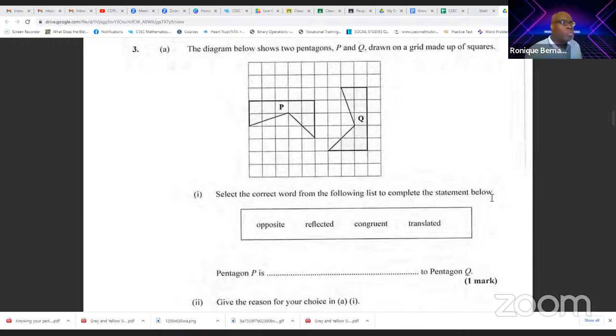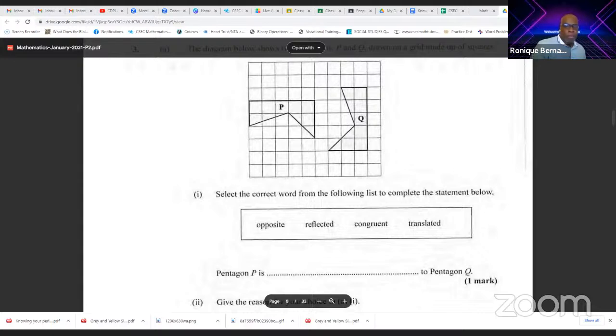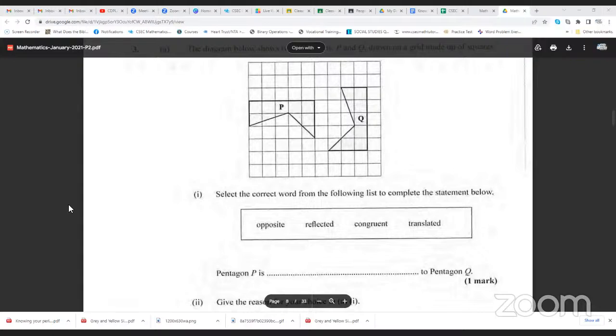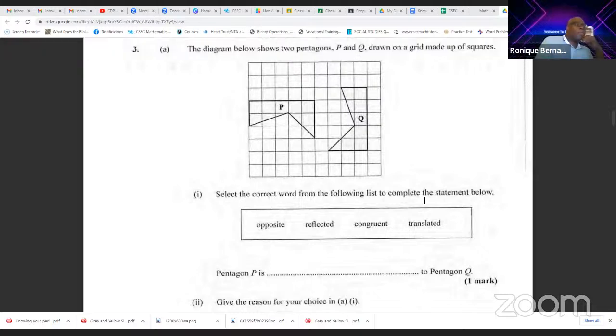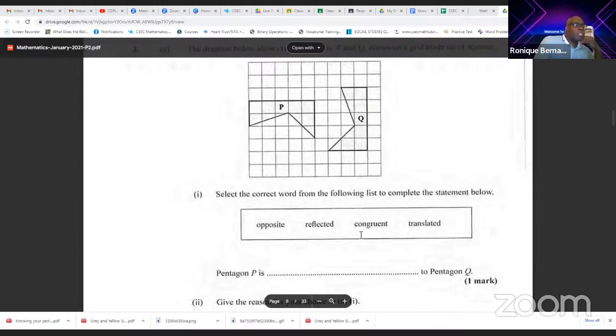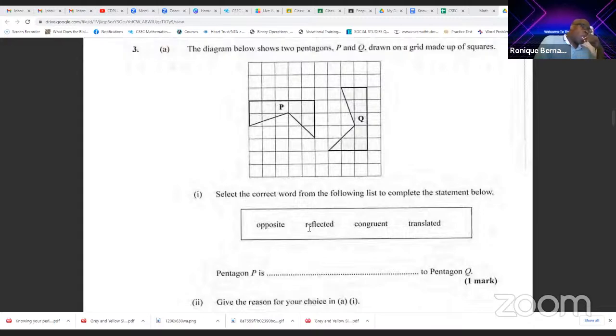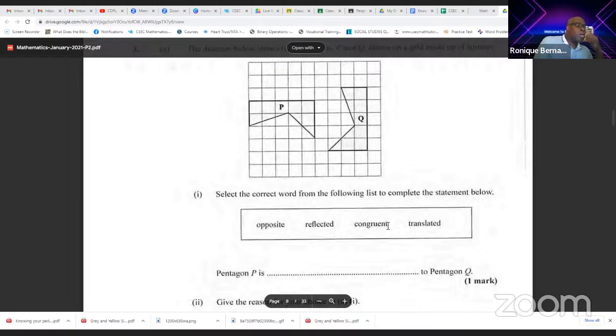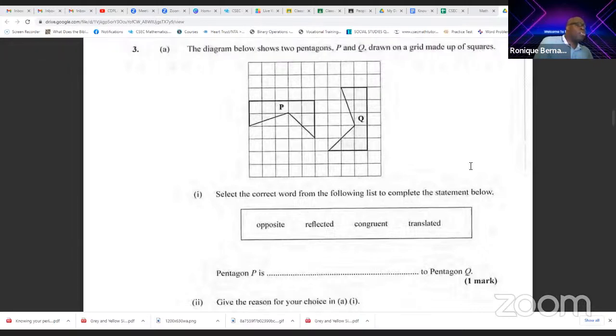Now, the diagram below shows two pentagons. And a pentagon is any shape that has 5 sides, right? Good. Yes, sir. Now, select the word from the following list to complete the statement: Pentagon P is dash to pentagon Q. Would it be reflected? Would it be translated, opposite, or congruent? Which one do you think?